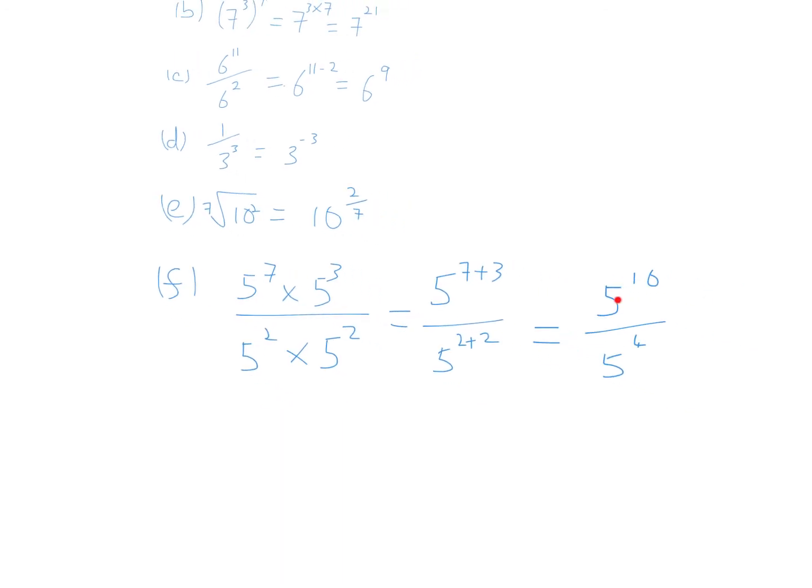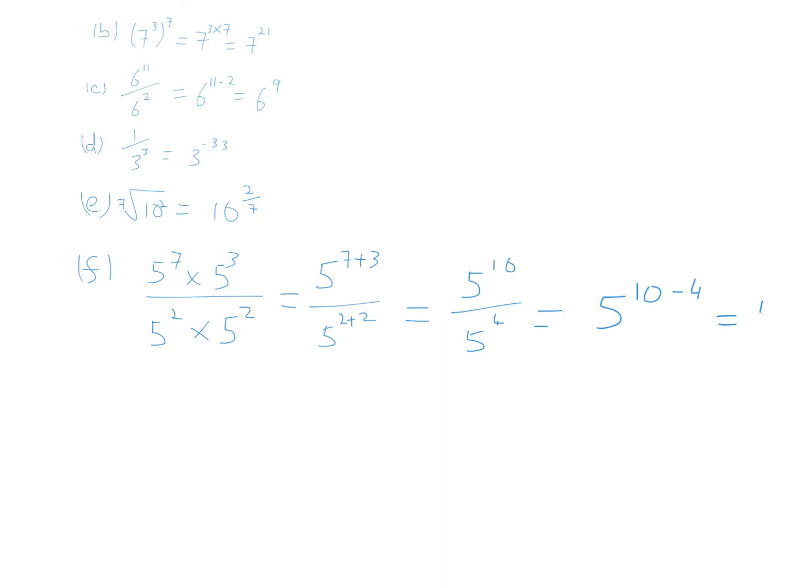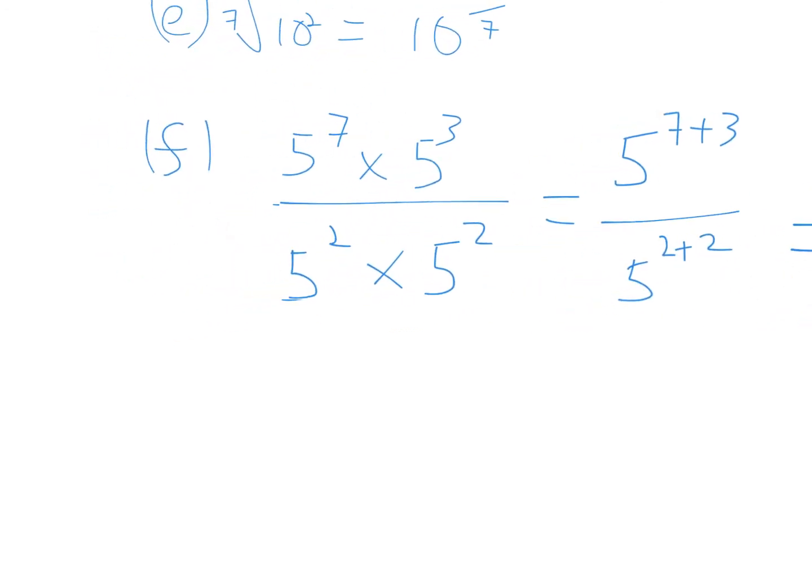Now, we can still simplify this more because we haven't given it as something to another power. We need to work to simplify it a bit more again. So let's look at our index laws, and index law 2 looks a bit like this. It talks about dividing a power or dividing an index by another index. So what it says is keep the base number as usual and then subtract the powers. So 10 take away 4. So we get 5 to the power of 10 take away 4, which is 6. So there's our final answer for f. On to g.